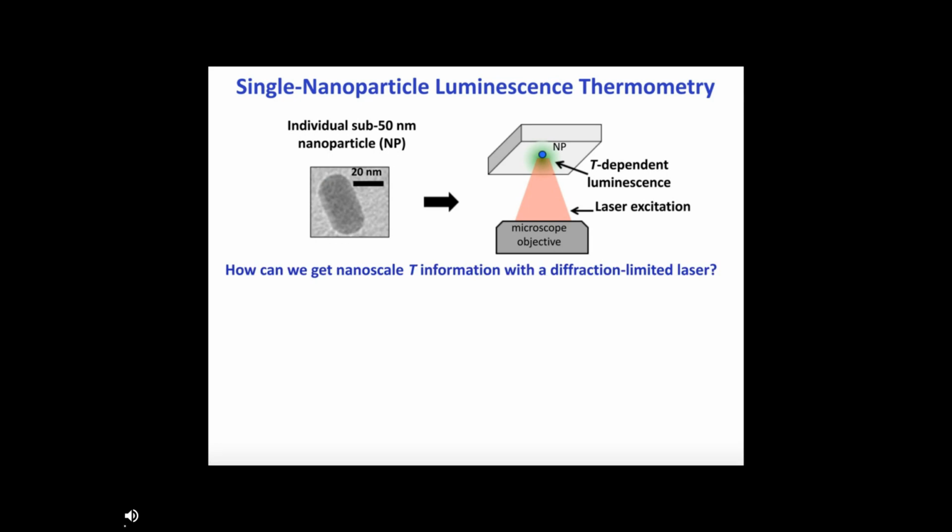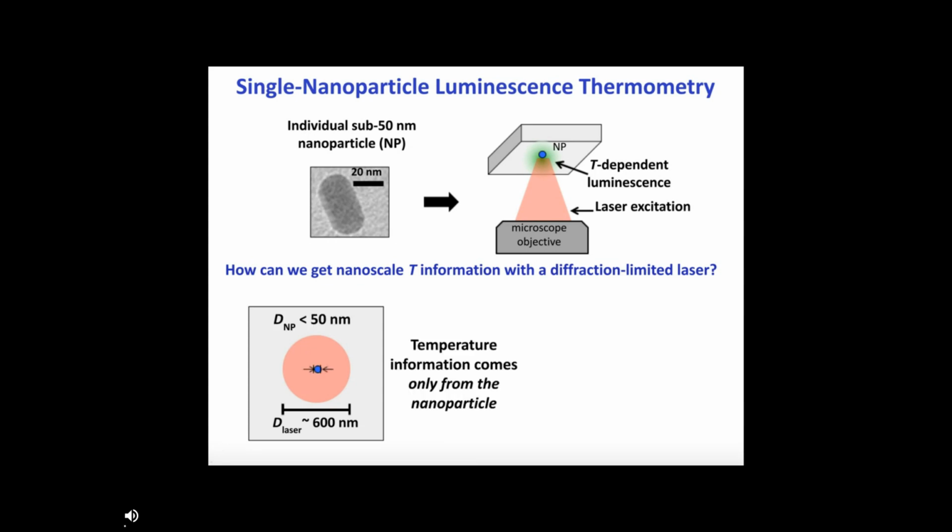And now I just want to drill in for a moment on how we're getting nanoscale temperature information, even though we're using a diffraction limited laser. And so it's true that the diameter of our excitation laser beam is indeed diffraction limited. But the key is that if we are only exciting a single nanoparticle, then we know that the temperature information comes only from the nanoparticle luminescence, and therefore the spatial resolution of the temperature measurement is governed by our nanoparticle size rather than the diffraction limited laser spot.